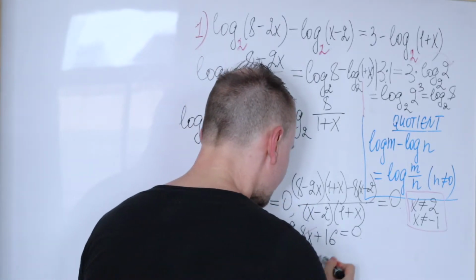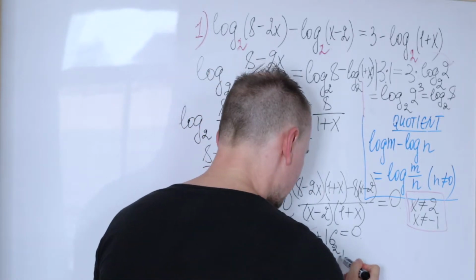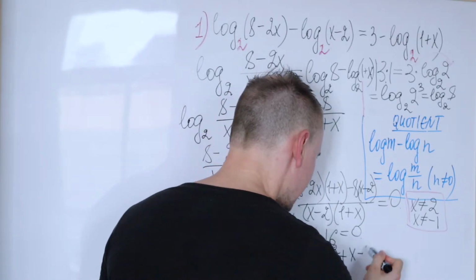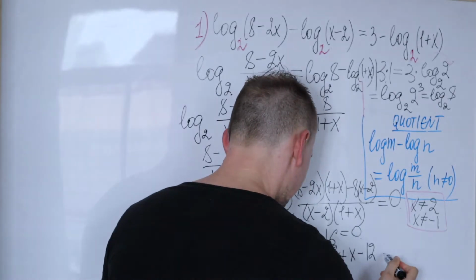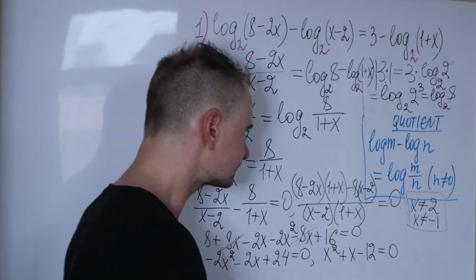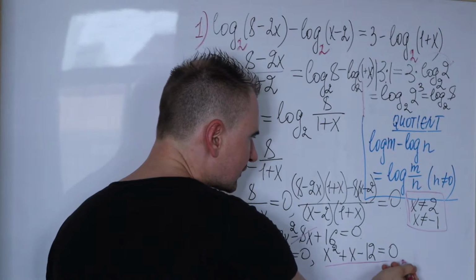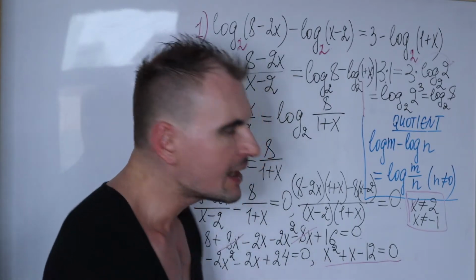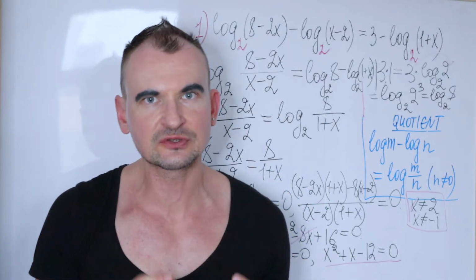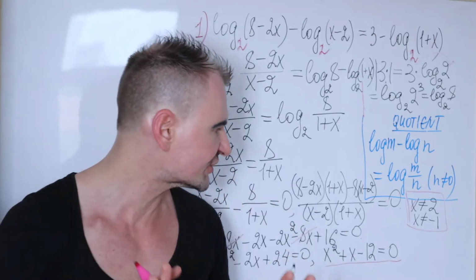So it becomes just x squared plus, I'm going to switch the sign, x minus 12. That equals 0. And this is a standard quadratic equation with leading coefficient 1. And again, I have tons of videos on how to solve quadratics with different methods and different techniques and fast tricks.